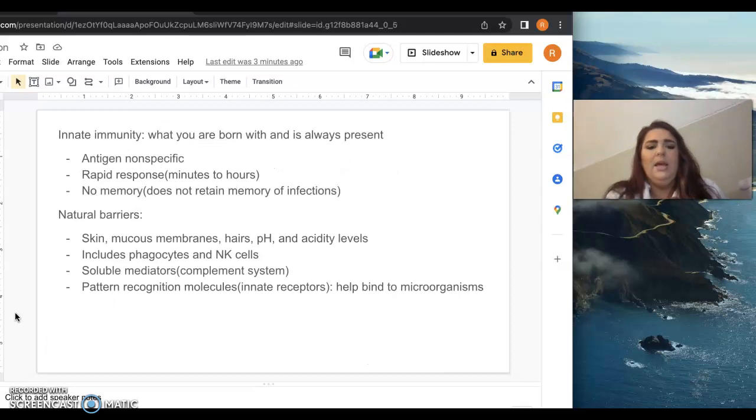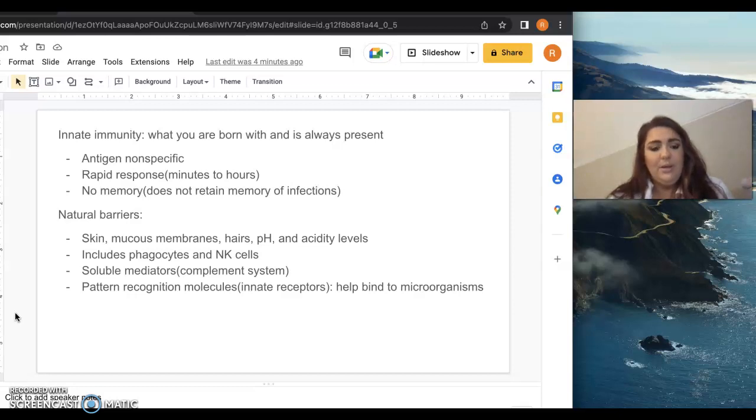So the innate immunity is what you're born with, and it's always present within the body. It's antigen non-specific, and it has a rapid response, so this can happen within a few minutes to a few hours. But it has no memory, so it does not retain memory of infections. So if you get an infection and then you get the same one maybe a couple months later, the body, from the innate immunity, does not recognize that this infection has been present before.